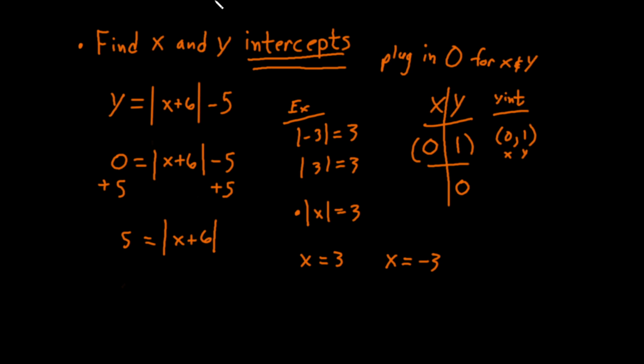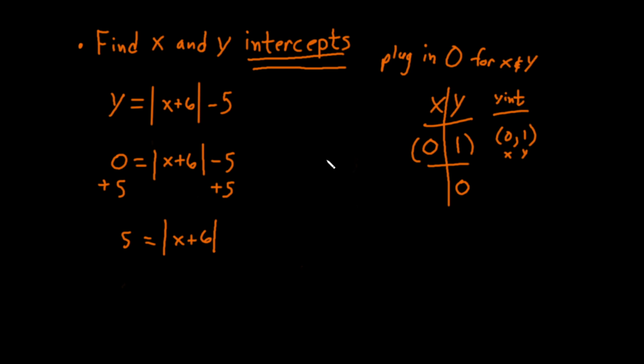So let's go ahead and erase the example. Remember, you can just rewind or do what you have to do, but keep that concept in mind. You have two different possibilities whenever your variable is inside of the absolute values. So let's go ahead and get rid of this absolute value.